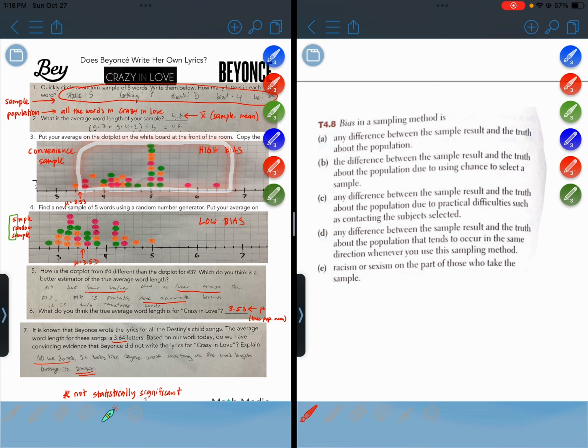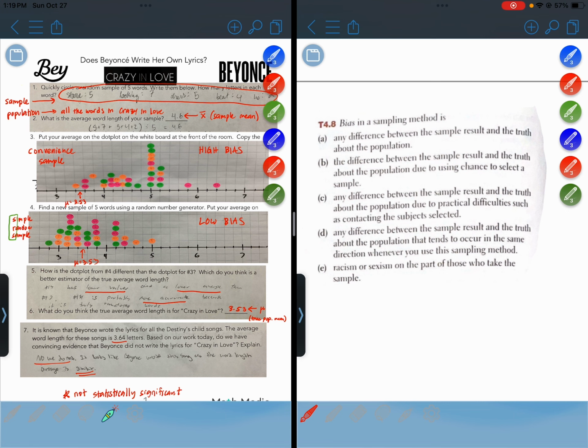Like 99% of our averages or our estimates were above the truth, right? Here's the truth right here, 3.5, right? So we're looking at one underestimate and a bunch of overestimates, right? And so the method that we were using, picking the 5 words ourselves, almost always led to an overestimate.